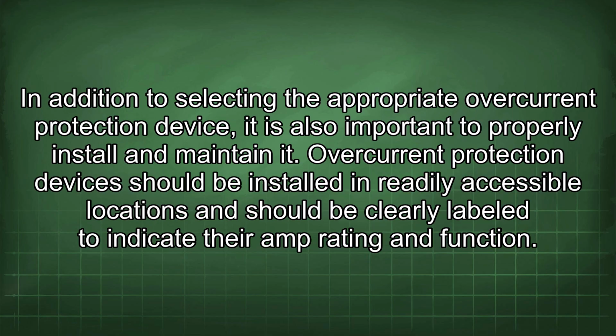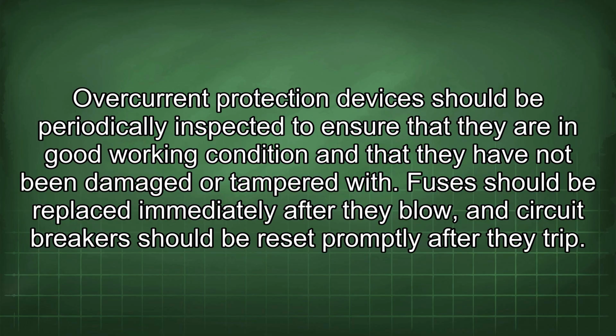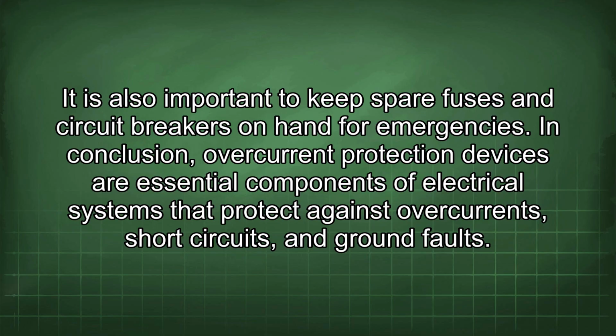In addition to selecting the appropriate overcurrent protection device, it is also important to properly install and maintain it. Overcurrent protection devices should be installed in readily accessible locations and should be clearly labeled to indicate their amp rating and function. Overcurrent protection devices should be periodically inspected to ensure that they are in good working condition and that they have not been damaged or tampered with. Fuses should be replaced immediately after they blow, and circuit breakers should be reset promptly after they trip. It is also important to keep spare fuses and circuit breakers on hand for emergencies.